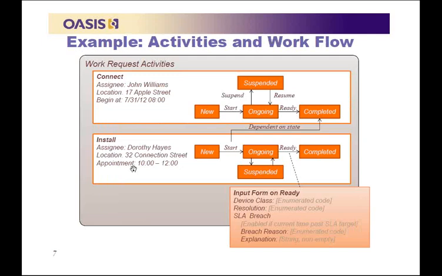Okay, that was the data structure. Then when we take a look at the workflow of the work request, a work request can have one or more activities, and these activities are distinct parts of the work to be performed. In this example, there is a connect activity for copper connection work and an install activity for device installation work. Each of these activities may be assigned to different assignees. They can have different locations, and they can have different kinds of scheduling constraints.